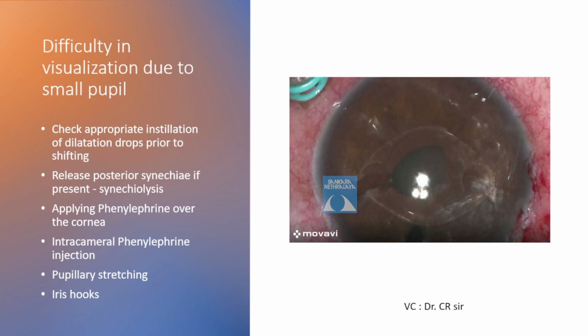Yeah, the best way is actually intracameral, not phenylephrine, but intracameral adrenaline. Okay, we don't use intracameral phenylephrine. So adrenaline, 1 in 1,000, you dilute it 10 times, it becomes 1 in 10,000. So 1 in 10,000 adrenaline, if you inject, it will dilate beautifully. There's no problem at all.